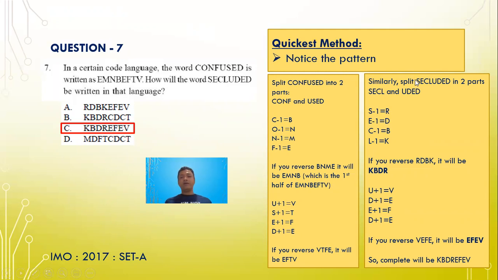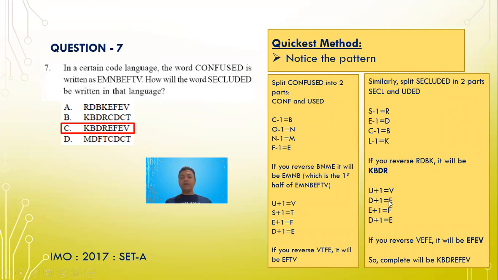Similarly, you have to split the word secluded into two parts, SECL and UDED. S minus 1. What comes before S? R. E minus 1, D. C minus 1, B. L minus 1, K. RDBK, if you reverse RDBK, it will be KBDR. KBDR, isn't it?